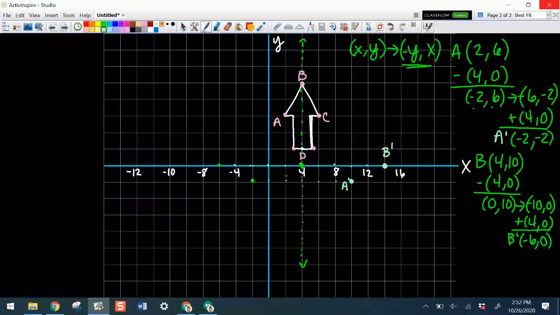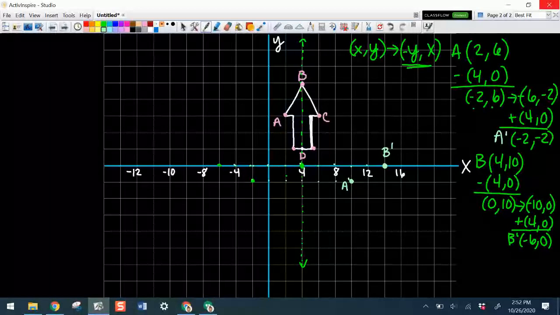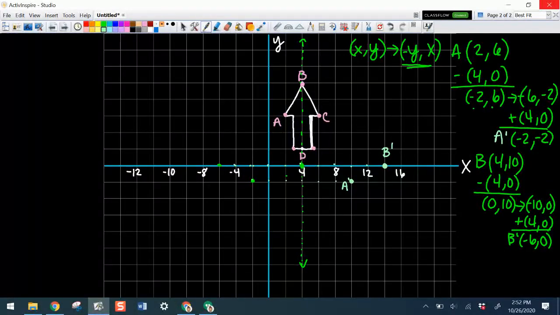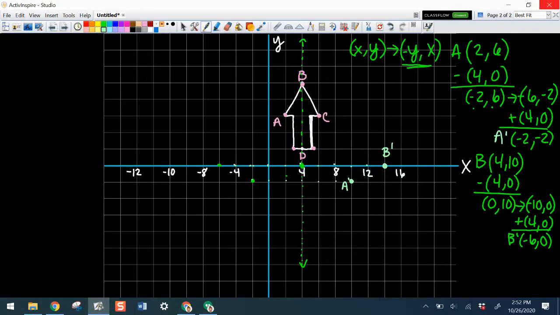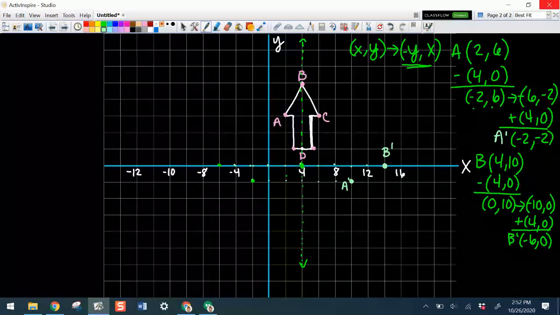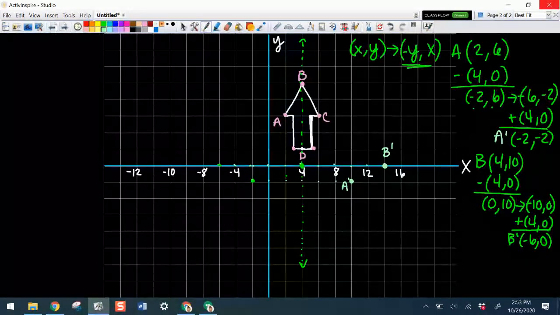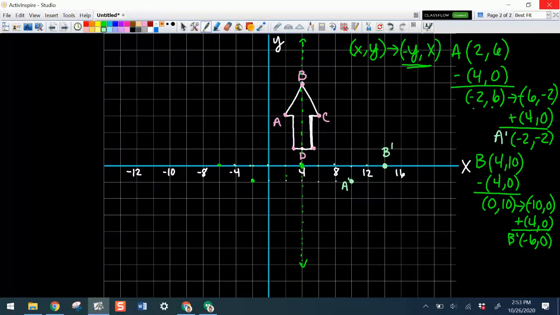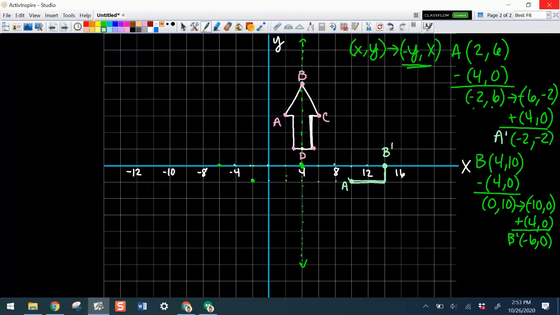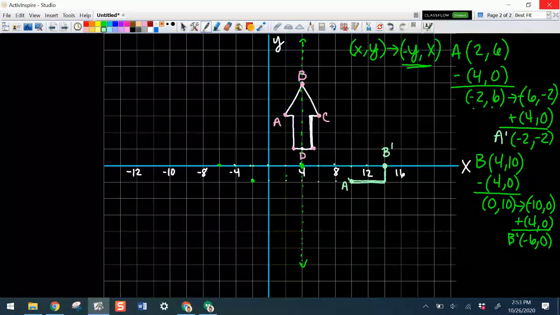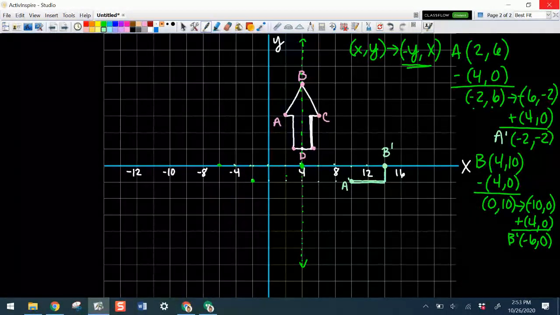Now, to be honest, we could continue repeating this process with point C and point D, but we do know that these two transformations, rotation and reflection, are rigid motions. So we know that this arrow is going to look the same as the pre-image. We already know that these two points connect like we see here, and so we can actually connect those points.